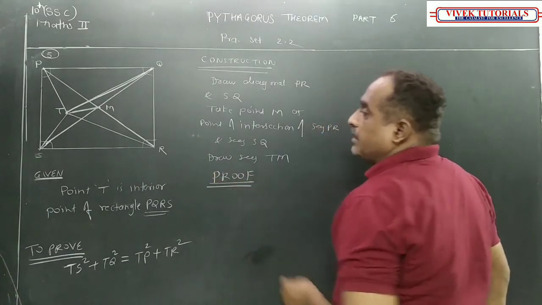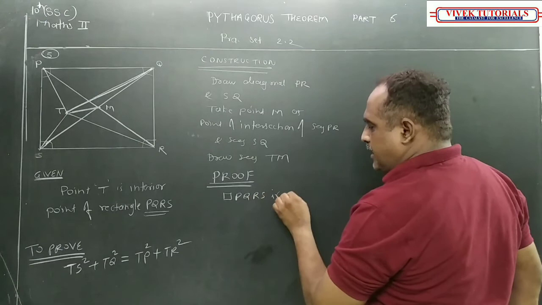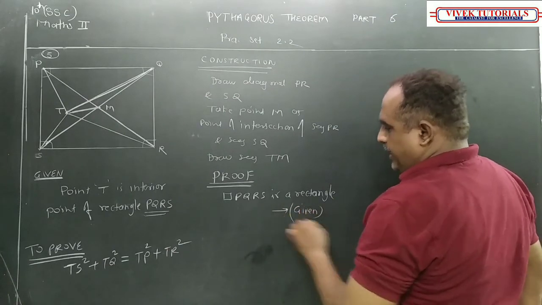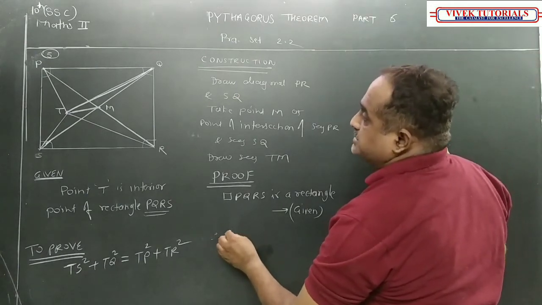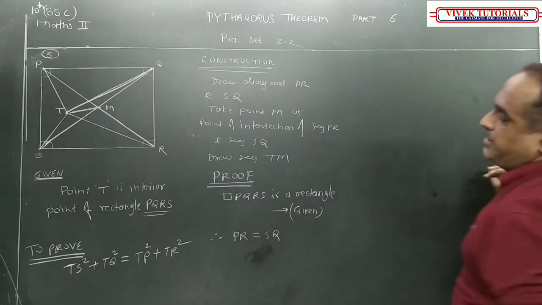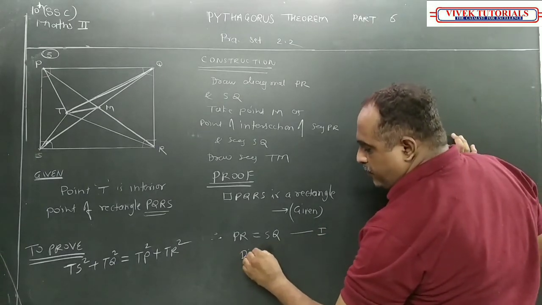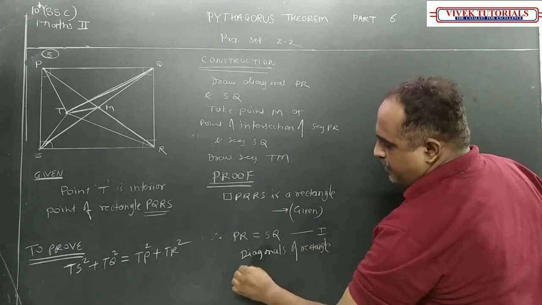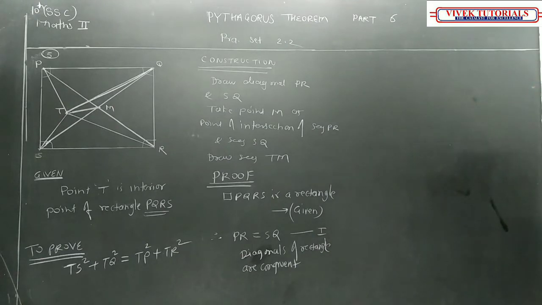Proof. First of all, quadrilateral PQRS is a rectangle. This one is given. It is a rectangle. Therefore, what I can do is PR is equal to SQ. We will take this as equation 1 and write the reason: diagonals of rectangle are congruent.